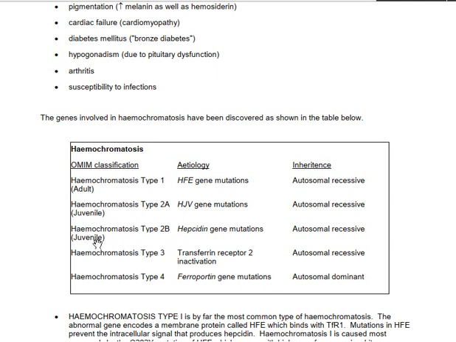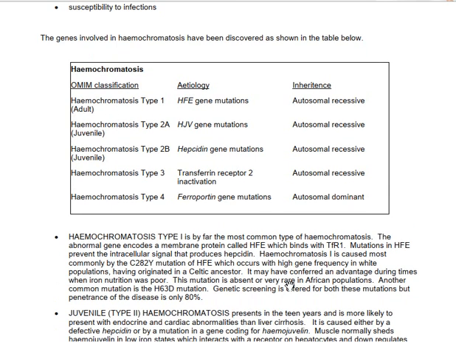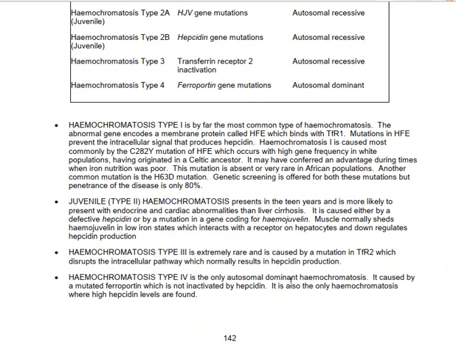Type 2B is the juvenile form. Type 3, and we have type 4. These are the different genes which are involved. You can just pause and then visualize. And these are the inheritance methods. Most of them are autosomal recessive, except hemochromatosis type 4, which is autosomal dominant. Is it clear? So those are the different things to visualize here. With the different hemochromatosis types, you can just pause and visualize the diagram.